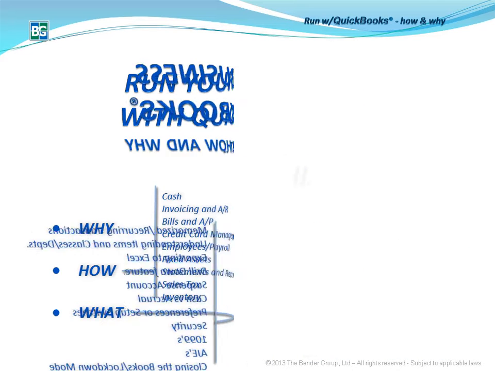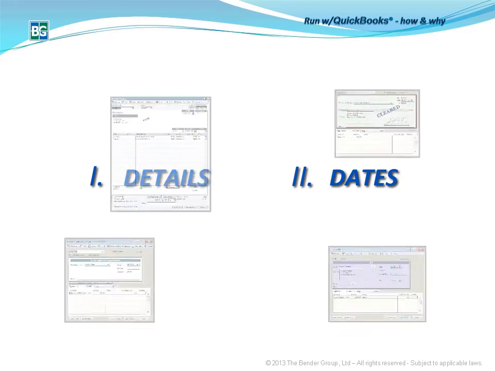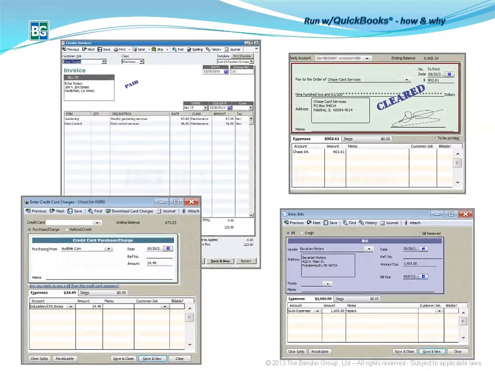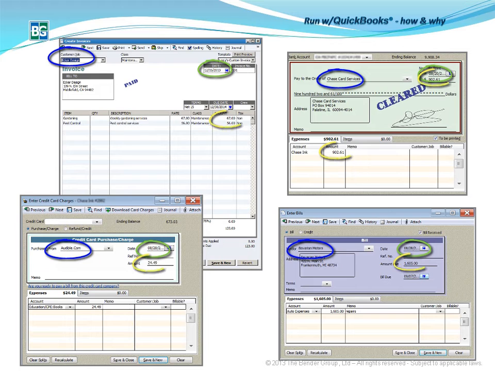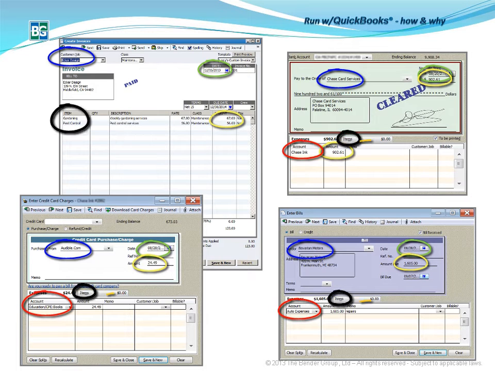Before we dive in, there are 2 very important points to understand. This software operates on details and dates. You input the smallest of the pieces of the puzzle, the initial transactions consisting of names, dates, numbers, accounts, items, and notes pertaining to each transaction.